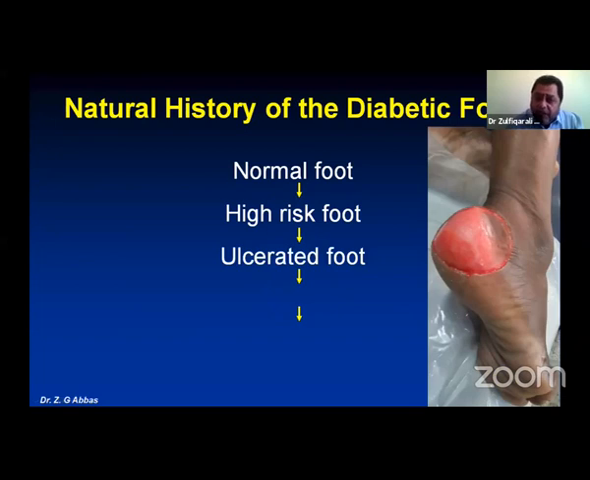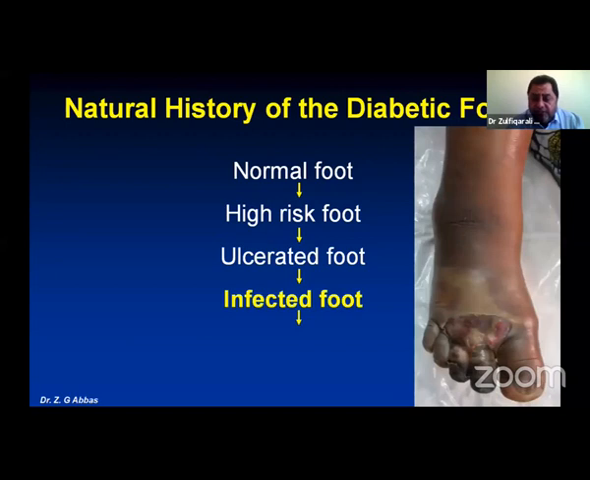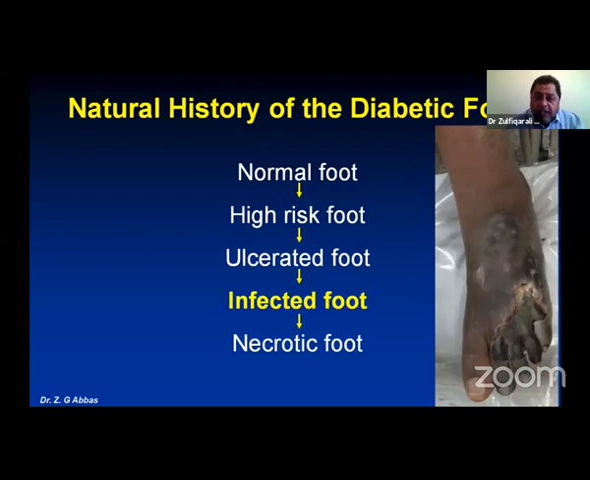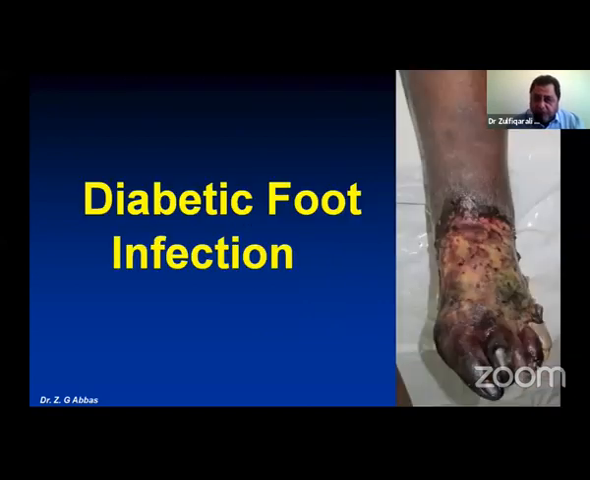Once you have a high risk factor, you lead to an ulcerated foot. An ulcerated foot leads to an infected foot, which is very common, and that is how they present to us. And this is the topic we are going to talk about today, which is highlighted in yellow, you can see. And the infected foot ends up with a necrotic foot. So let's go to diabetic foot infection.